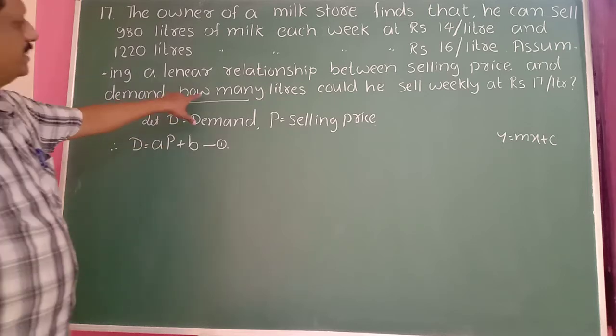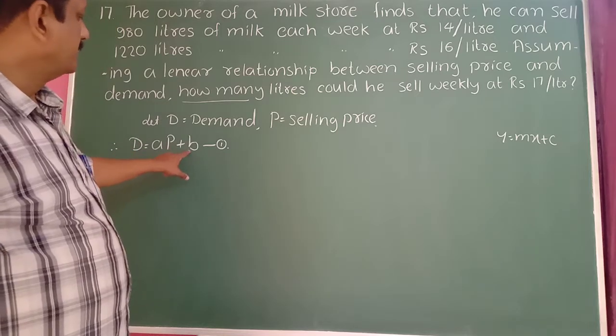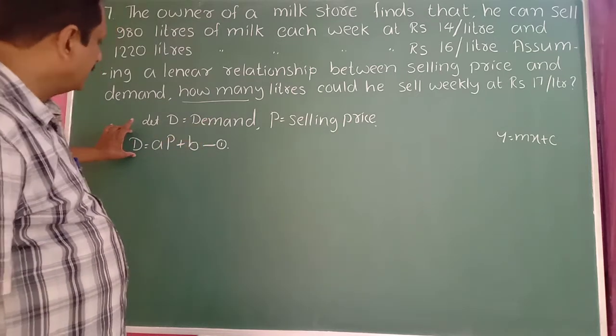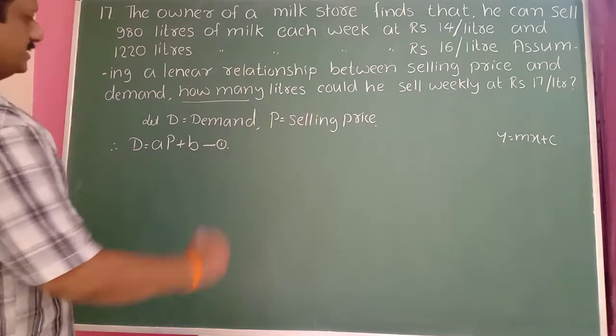Okay, how many liters, so you need D. So take D is equal to A into P plus B. So this is a linear relationship between D and P, just like that equation here.